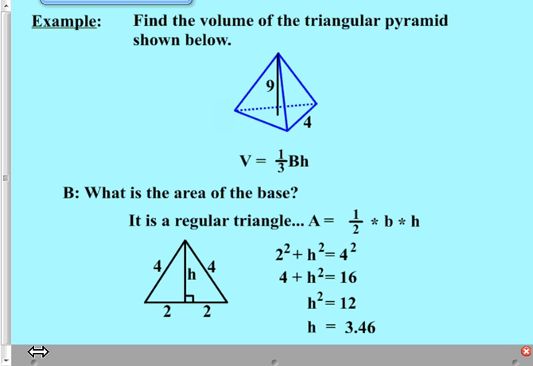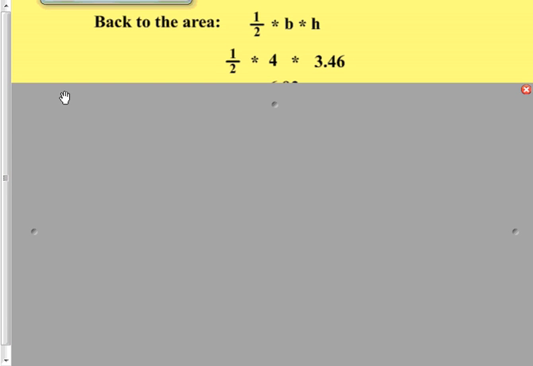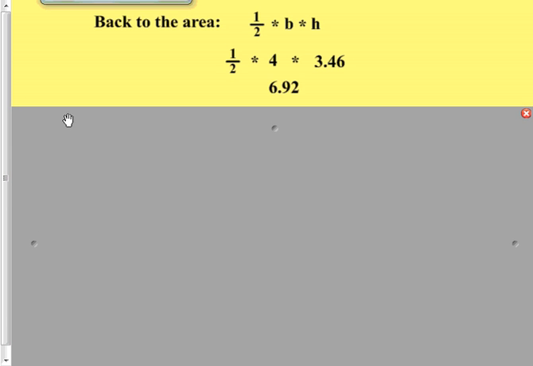Now be absolutely careful on this. This is not h that goes in the volume formula. This is h of the base, the height of the base, not the height of the pyramid. This is a measurement that was needed for the calculation of the triangular base. Well, the base of the base is 4. We know that we have side lengths of 4 on our base, and we now know that the height is somewhere in the ballpark of 3.46. So plugging those values into the area formula, here's what we have. And the result of that calculation is 6.92.